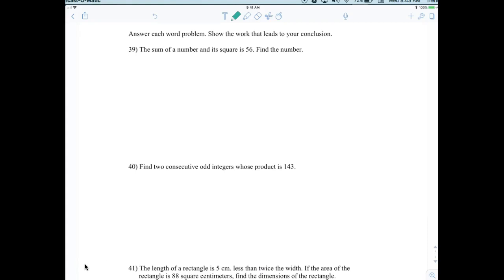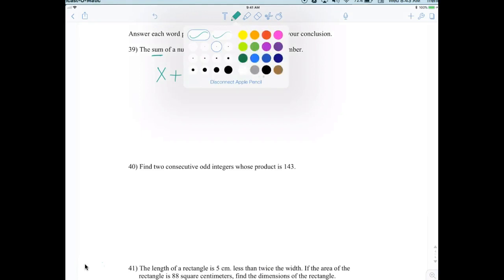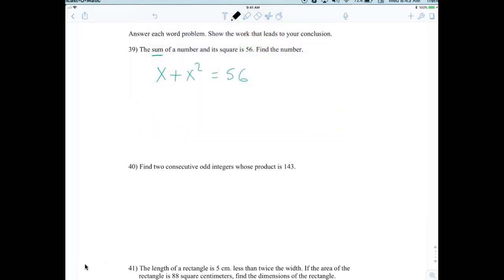All right, listen to what he said. The sum. Sum means to do what? You're adding two things together. We're adding what? A number and its square. And that is what? Come on, guys. That was not that hard. X and x squared equals 56.